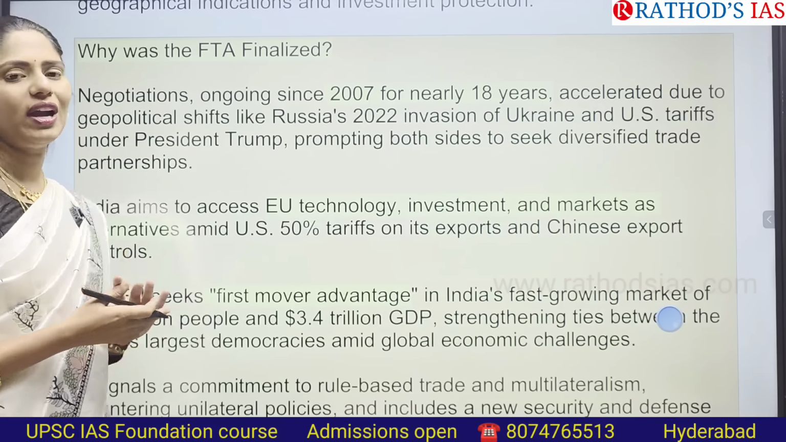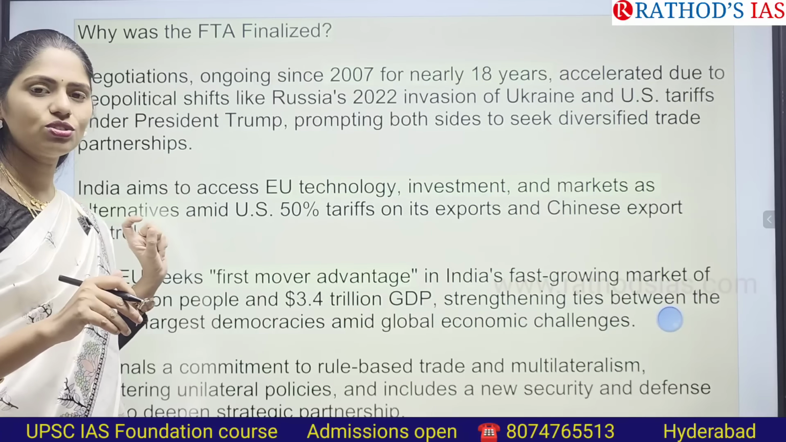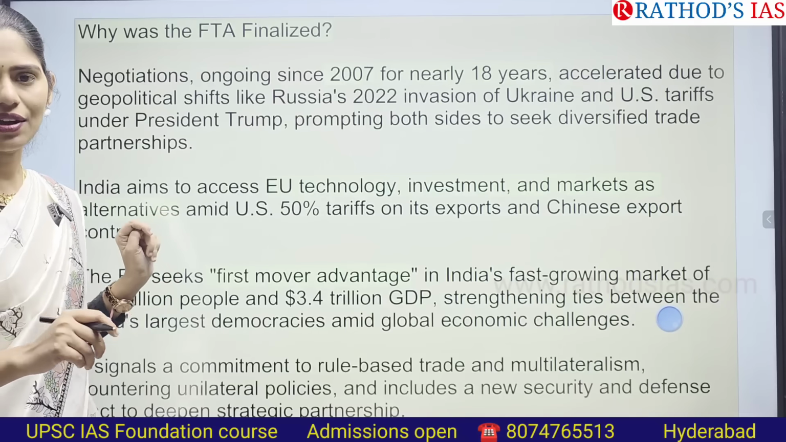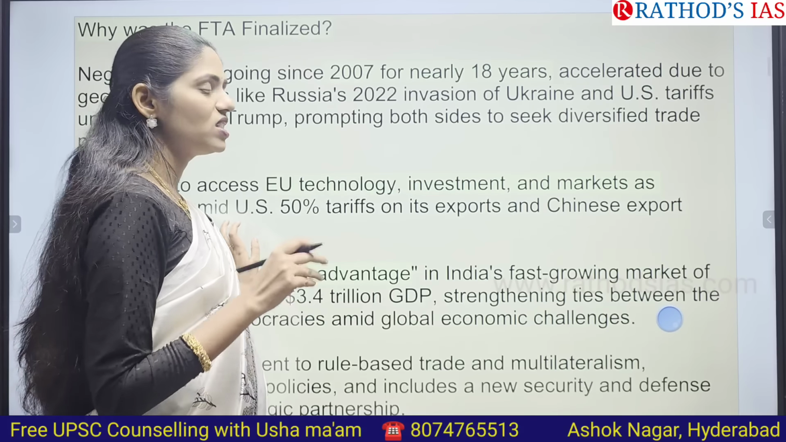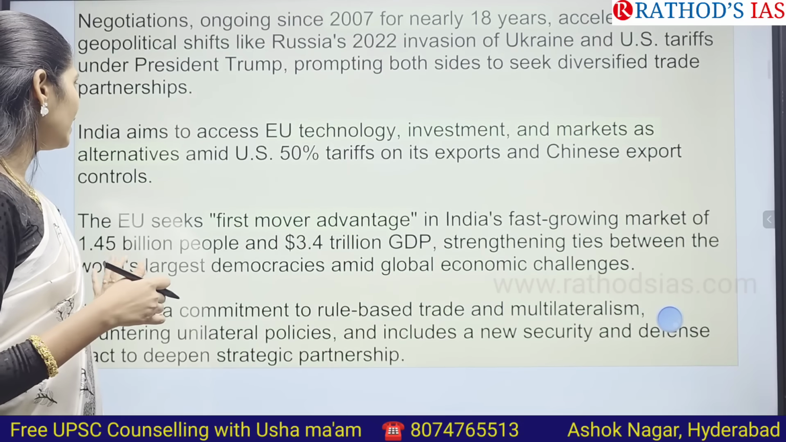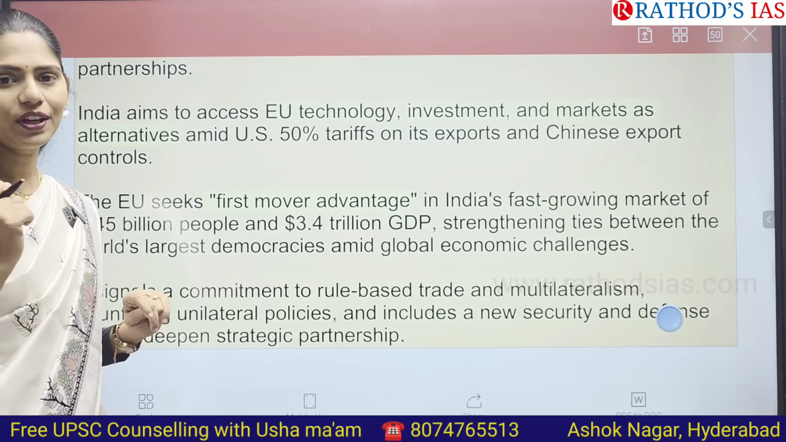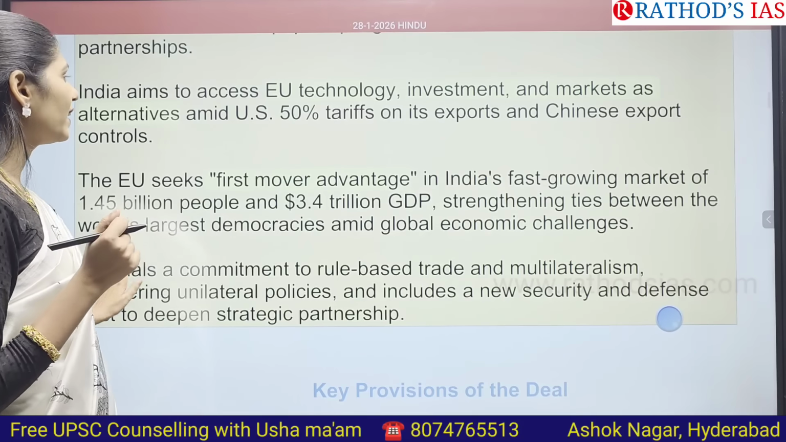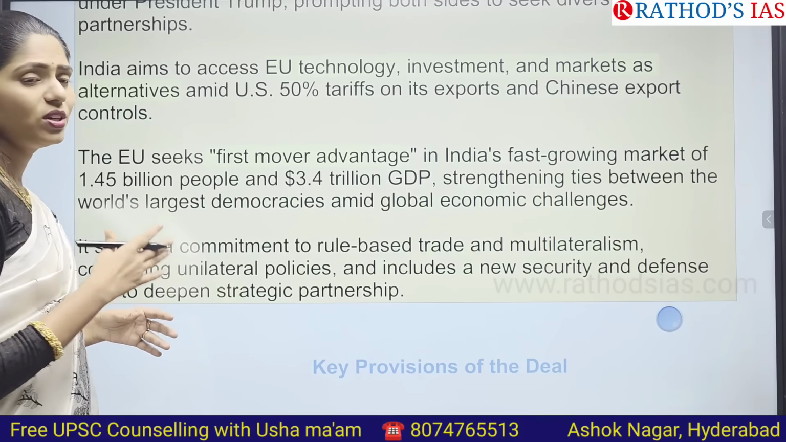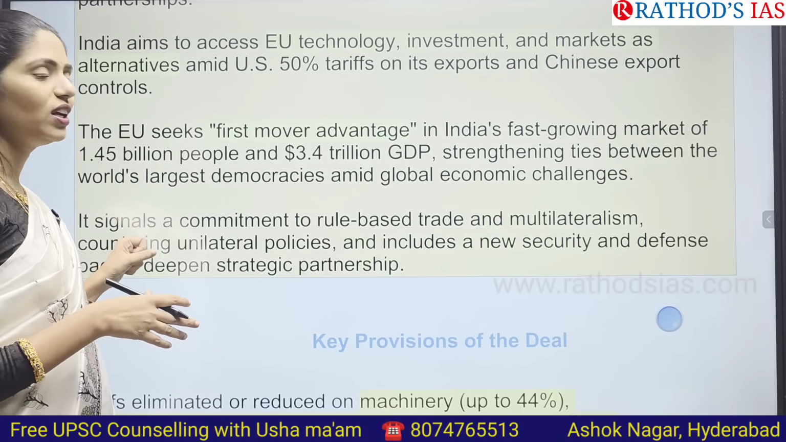Okay, and let us see why this FTA has been finalized. What is the history behind this? If you trace the history of the European Union and India Free Trade Agreement, it goes back to 2007. Since 2007, for nearly 18 years, we were struggling to finalize this FTA. And this agreement mainly focuses on increasing European Union technology, investment, and market alternatives for India, because most of the goods were going to the US and the US is imposing 50% tariff, and even China imposed export controls. So India wants to overcome that.